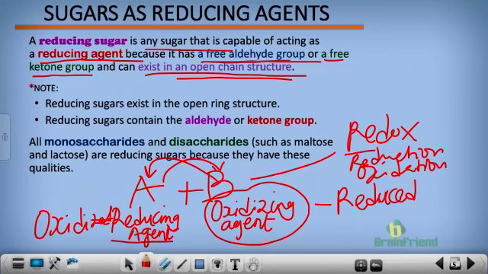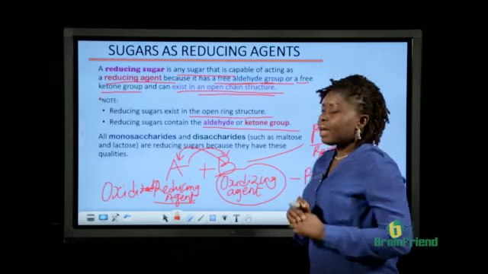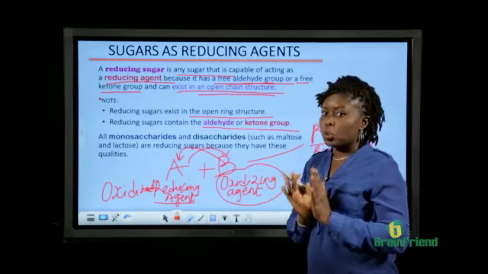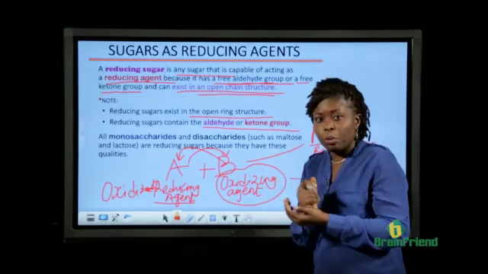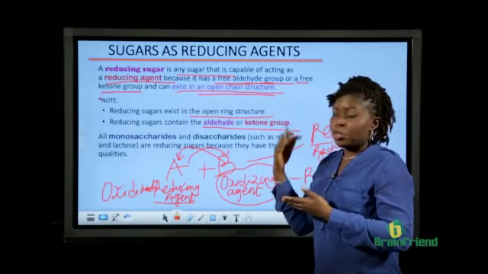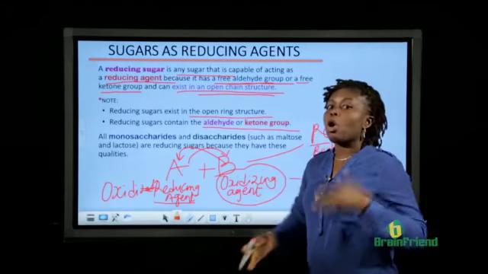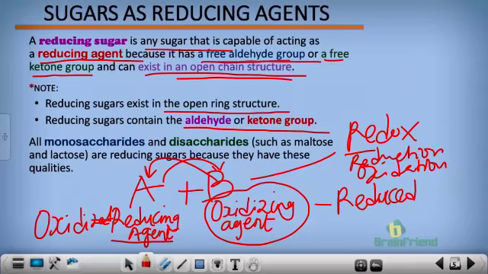So it's important for us to note that reducing sugars exist in the open ring structure and they contain an aldehyde or ketone group. Now, all monosaccharides have these qualities, so they are all reducing sugars. They can exist in the open ring structure and they usually contain the aldehyde group or the ketone group. Some disaccharides such as maltose and lactose are equally reducing sugars because they have these qualities as well, as we'll see later on in our class.